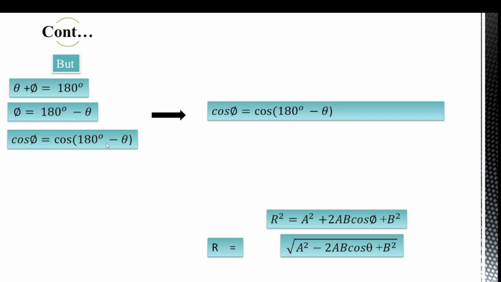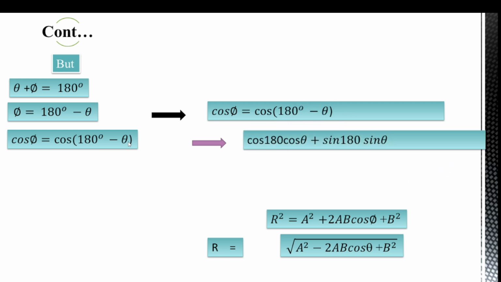Look here, cos pi is equal to cosine of 180 minus theta, and then it becomes, as I said, cos 180 cos theta plus sine 180 sine theta. But sine 180 degrees is 0, so 0 times any number becomes 0, and then cosine of 180 degrees is -1, it becomes negative cos theta, which is equivalent with cos pi.